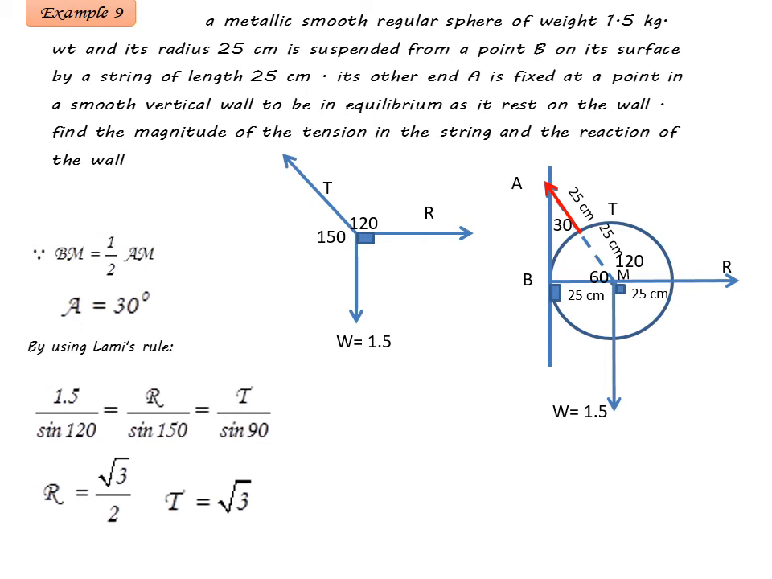Also, we can apply triangle of forces here. The line of action of R is represented by BM, and I can take the tension on the side MA. Finally, I can move the weight to the perpendicular wall, which is BA. So I have finally ABM as a triangle of forces. We have the lengths 25 and 50, and we can find the length of AB, which is 25 root 3, by using Pythagoras theorem. So we can apply the triangle of forces or Lami's rule.